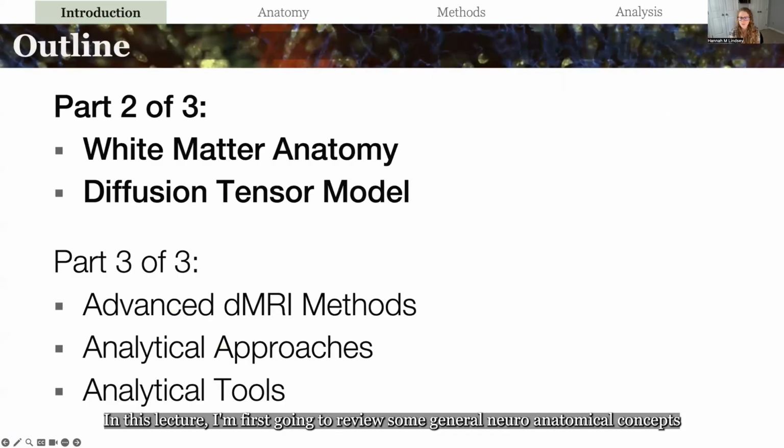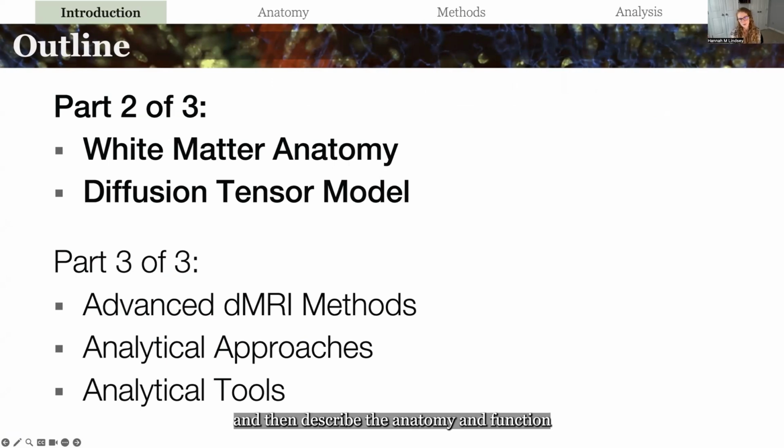In this lecture, I'm first going to review some general neuroanatomical concepts and then describe the anatomy and function of some major white matter tracts. I will then briefly discuss the diffusion tensor model. Some of what I cover will overlap with information that Dr. Dennis presented in the previous lecture, but I'll be focusing more on mathematical aspects of the tensor model and what its limitations are so that you can better understand the advancements in diffusion imaging analysis that I cover in the lecture that follows this one.